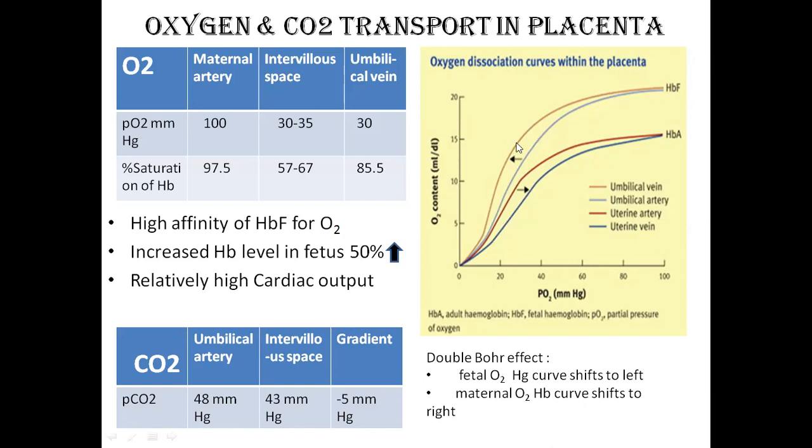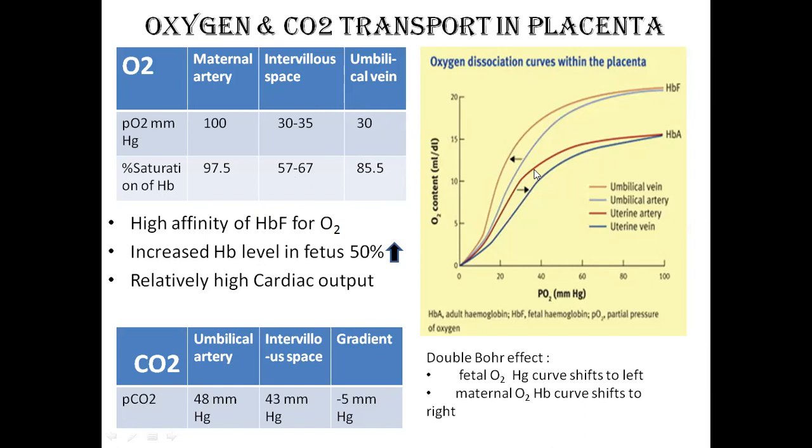That is, the affinity for oxygen rises, and this affinity of hemoglobin F for oxygen extracts more oxygen even at a partial pressure of 30 millimeter of mercury of oxygen, and the saturation is maintained at more than 85%.